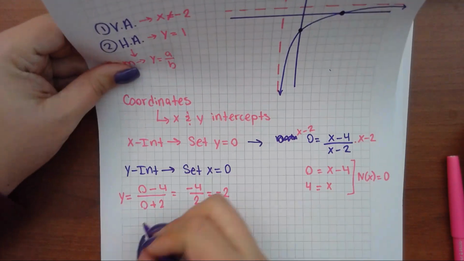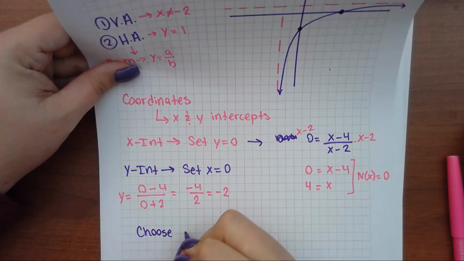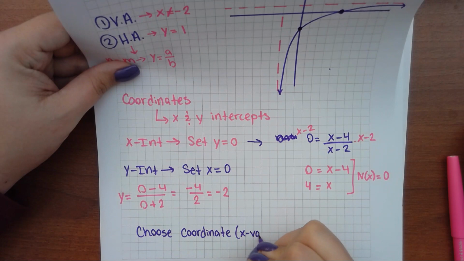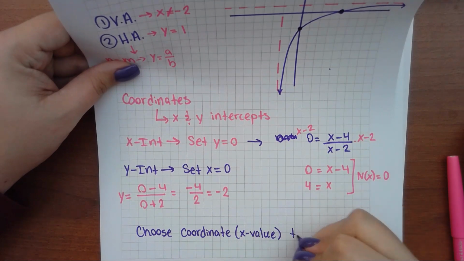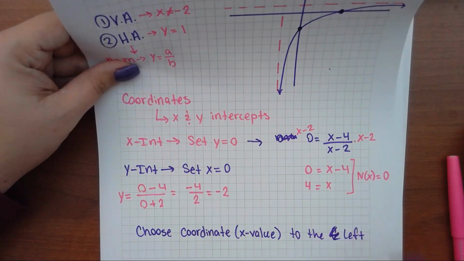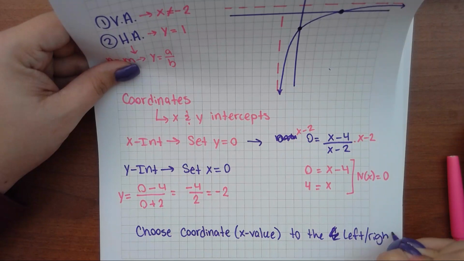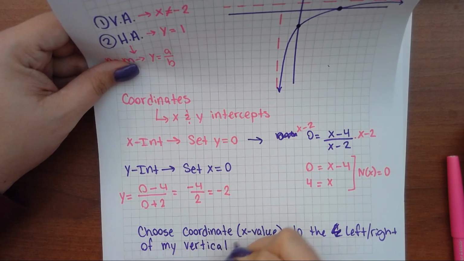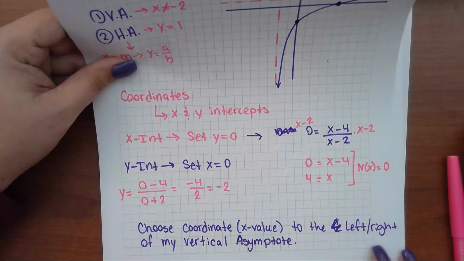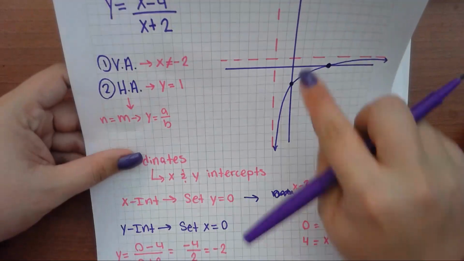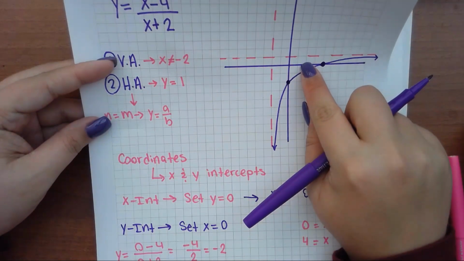And we're going to choose a coordinate, and it's going to be an x value to the left, sorry about that, or right of my vertical asymptote. So I'm going to choose an x-coordinate to the left or the right of my asymptote. Now I already have x-coordinates to the right, so I don't need to choose x-coordinates to the right. I just need to choose x-coordinates to the left.